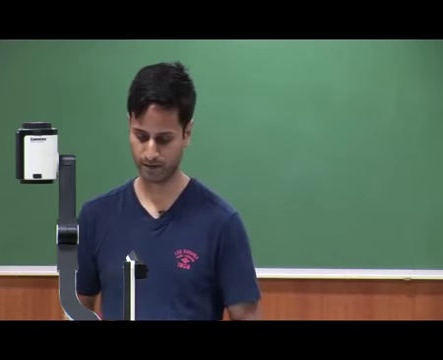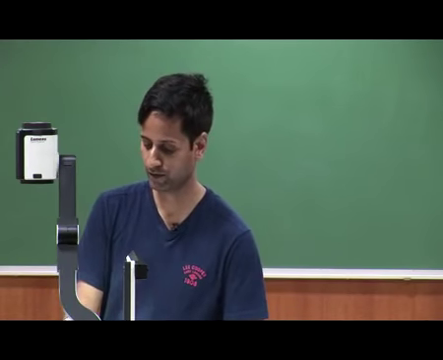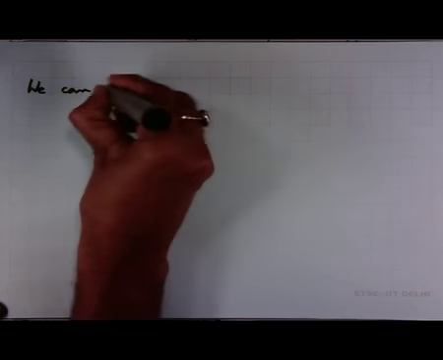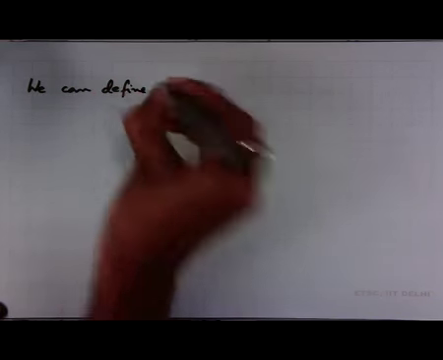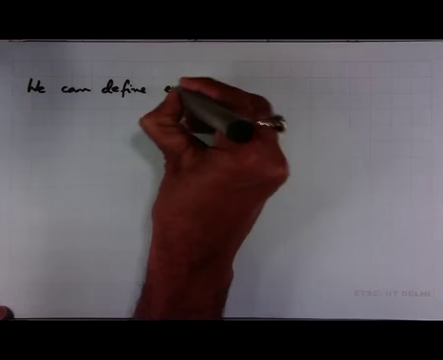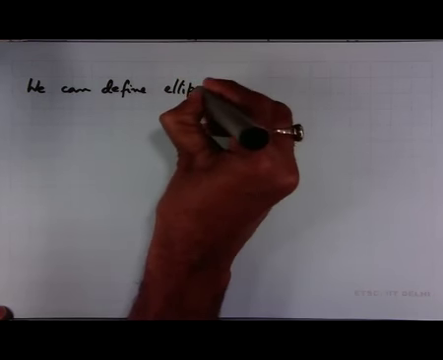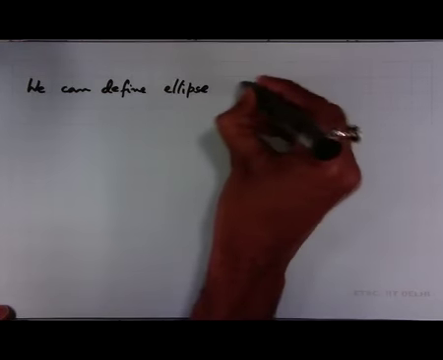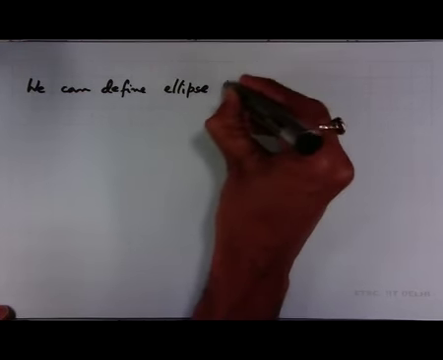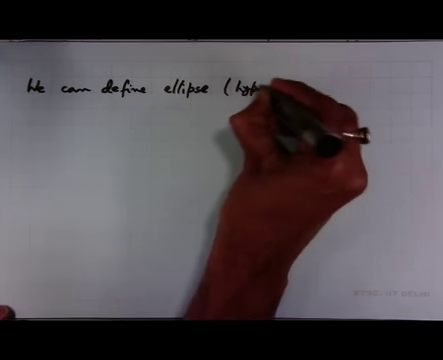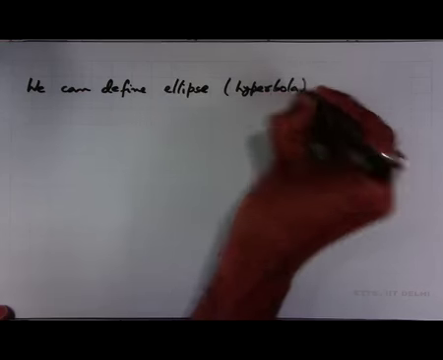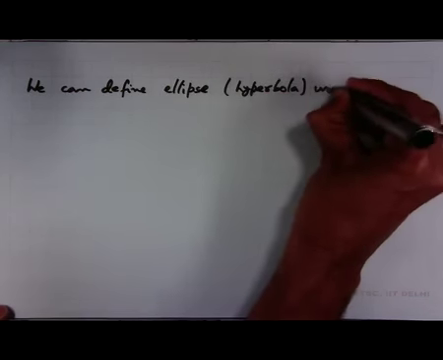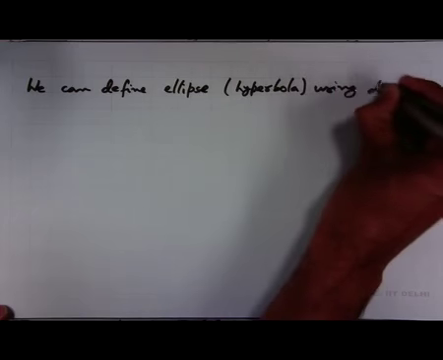We can do this conversely, and now we can define an ellipse, or also a hyperbola, using a directrix.